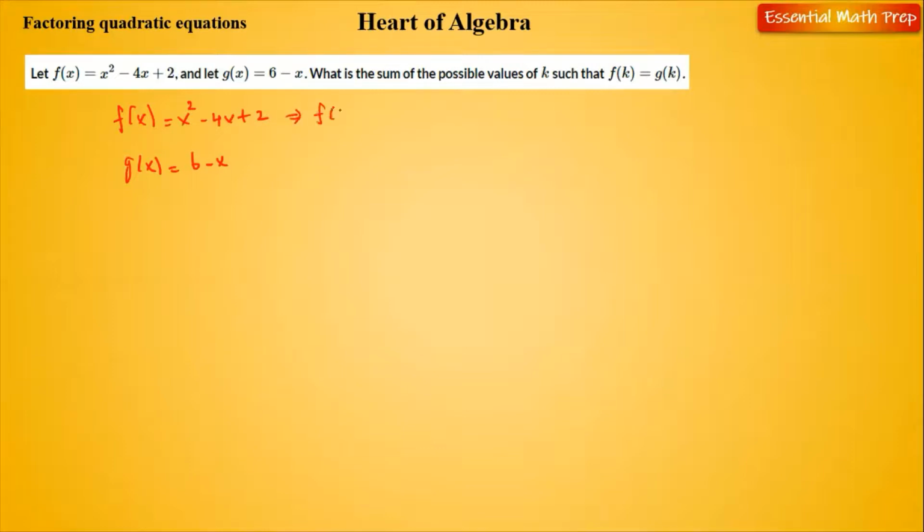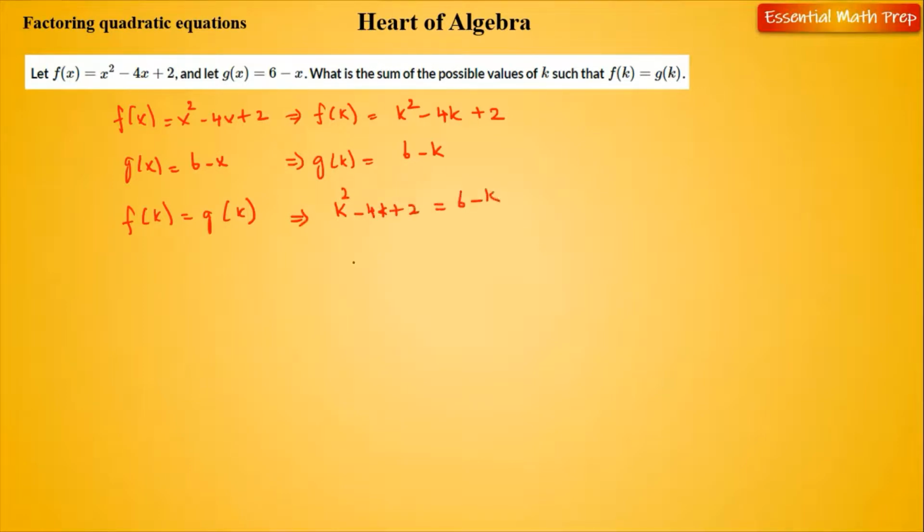So f of k will become k squared minus 4k plus 2. Similarly, g of k will be 6 minus k. If f of k is equal to g of k, that means k squared minus 4k plus 2 is equal to 6 minus k. So we can bring the k to this side, which would make it minus 3k. And we can bring the 6 to this side, which will make it negative 4, right? It's equal to 0. Now let's solve for the quadratic expression.